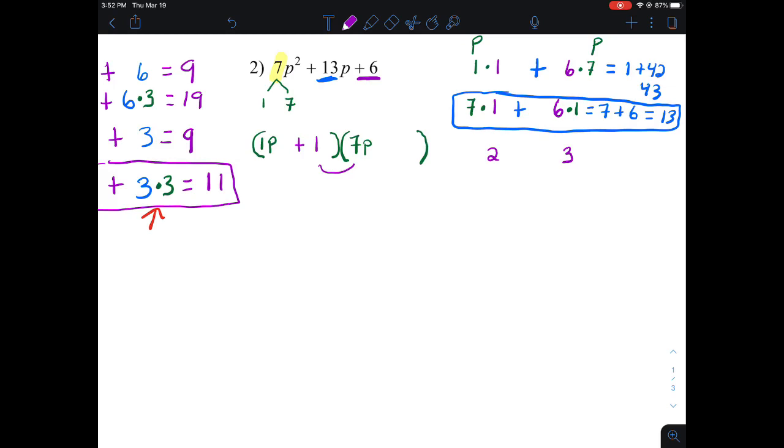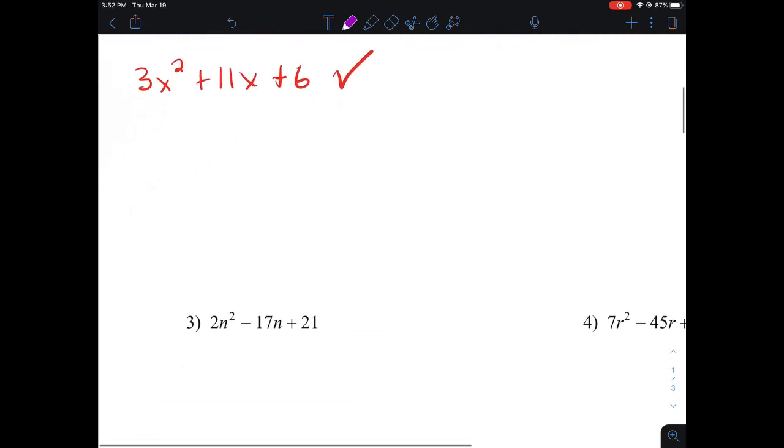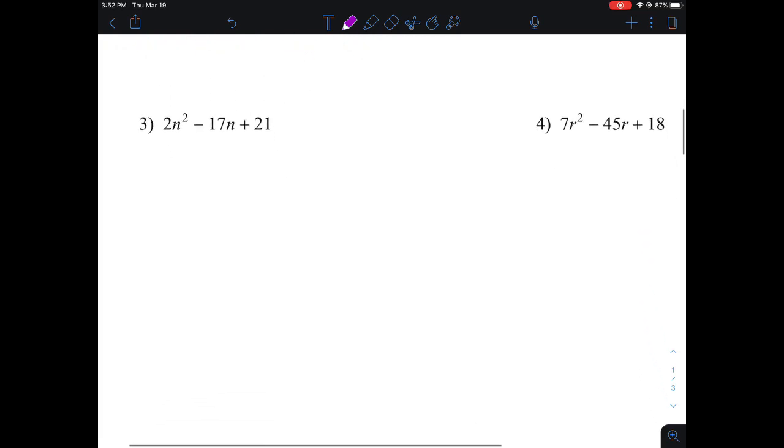And now I need to have the 1p multiplying to a positive 6. So I have to separate the 1p and the 6 from each other so that I can ensure that they multiply together. Here is my factored form of that trinomial. And as you do more of these, they get better. All right, let's go to 3.